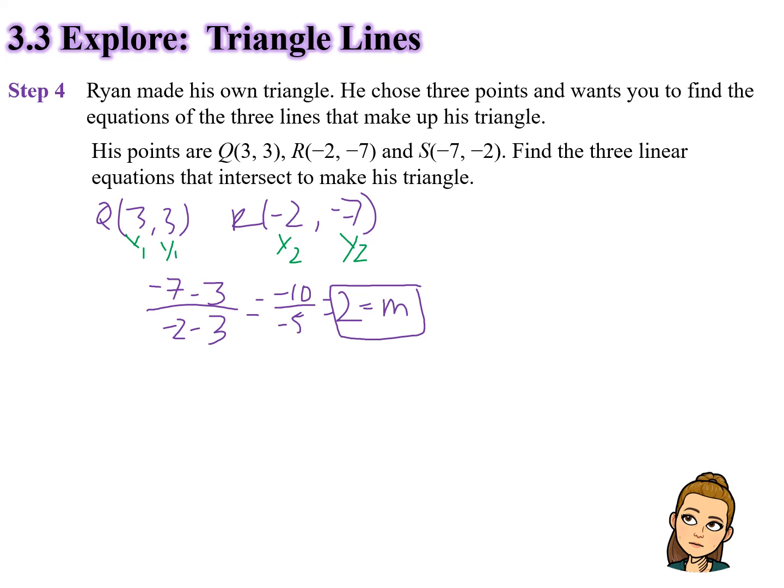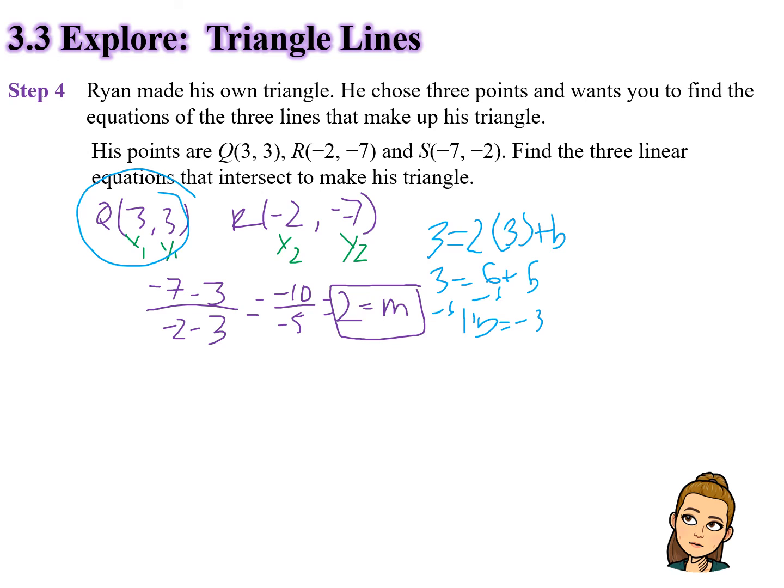Now that I have my slope, I need to find the y-intercept. So I'm going to take my slope and one point, and in this case, I'm going to use Q because it has positive values. I'm going to go back to y equals mx plus b and plug in what I know. I need to multiply 2 times 3, and I get 6. So I get 3 equals 6 plus b. When I take away 6 from both sides, I find out that my b value is -3. Put the pieces together.